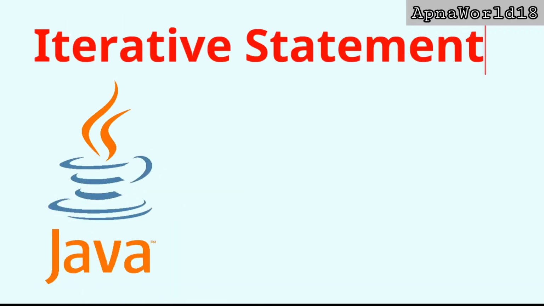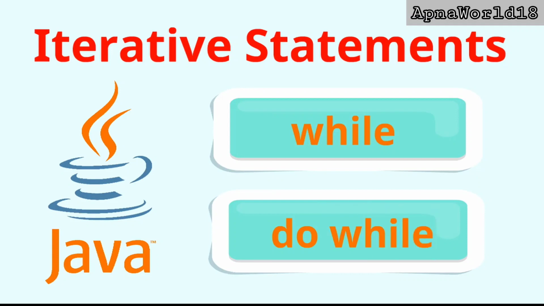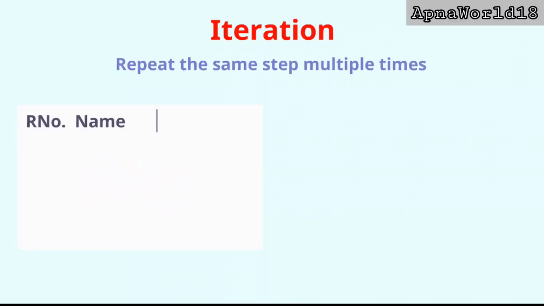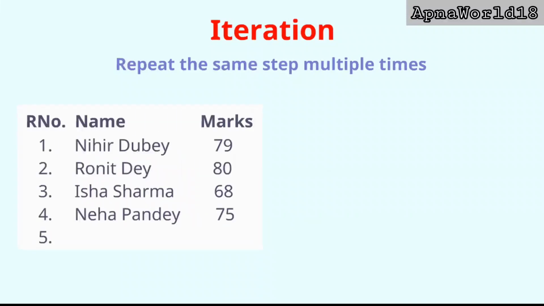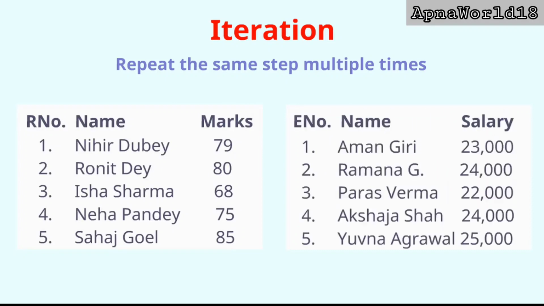Hello. In this video, we will learn how to use while and do-while statements in Java. Many times in our program, we have to repeat the same steps multiple times. Let's say, print the results of all the students. Calculate salary for all employees. For such kinds of statements, we use loops.